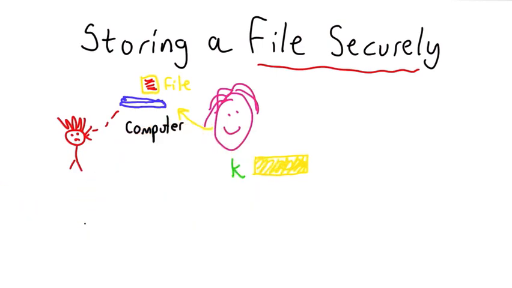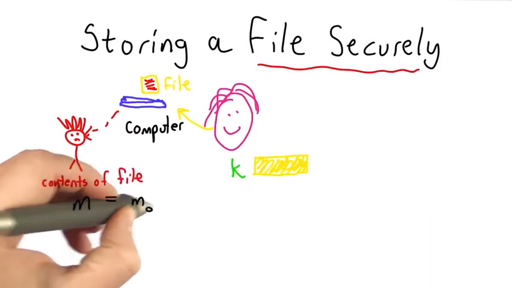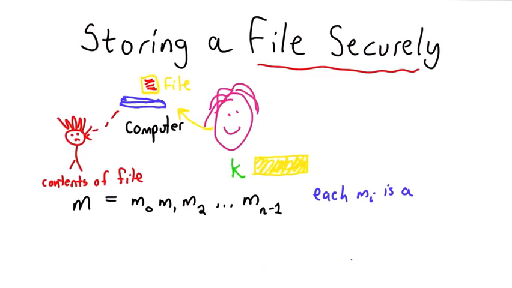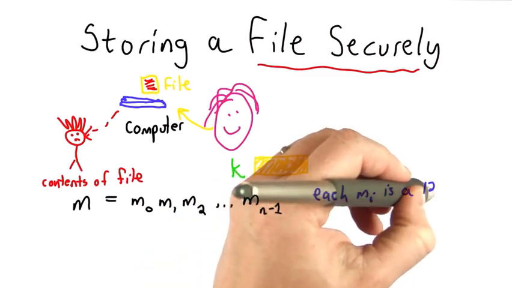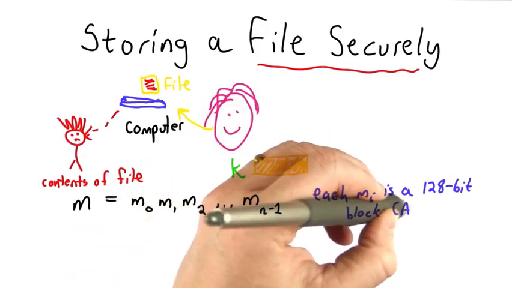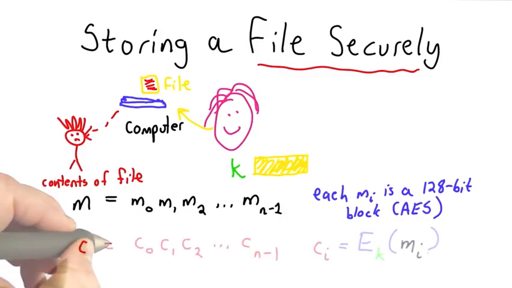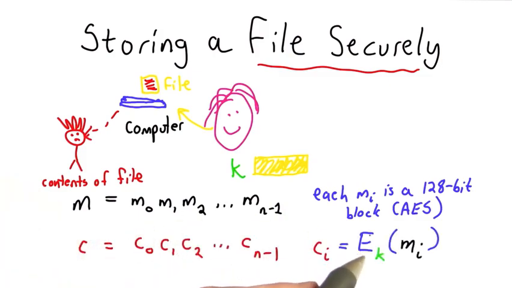So here's the straightforward way to do this. We're going to take our file, we'll call it M, and we'll divide it into blocks. And the block size will depend on the cipher we're using. Let's assume we're using a cipher with a 128-bit block size, which is the size that AES uses. Then what we'll store is the ciphertext. And each ciphertext block is the result of encrypting, using the key K, the corresponding message block.